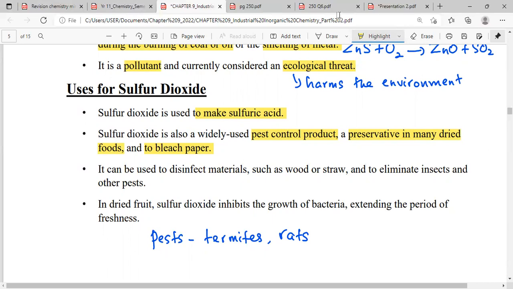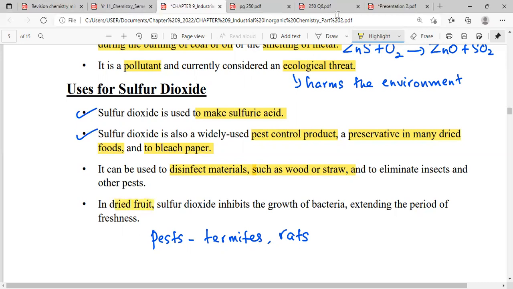The other 2 points are just an extension, a bit more explanation on what you have learned before. But if you can study these 2 points, that is more than enough. Since sulfur dioxide can be used to make chemicals that can control pests, it can also be used to disinfect materials, kill germs in objects such as wood or straw, and again to eliminate insects and other pests. Now in dried fruit, how does sulfur dioxide work?